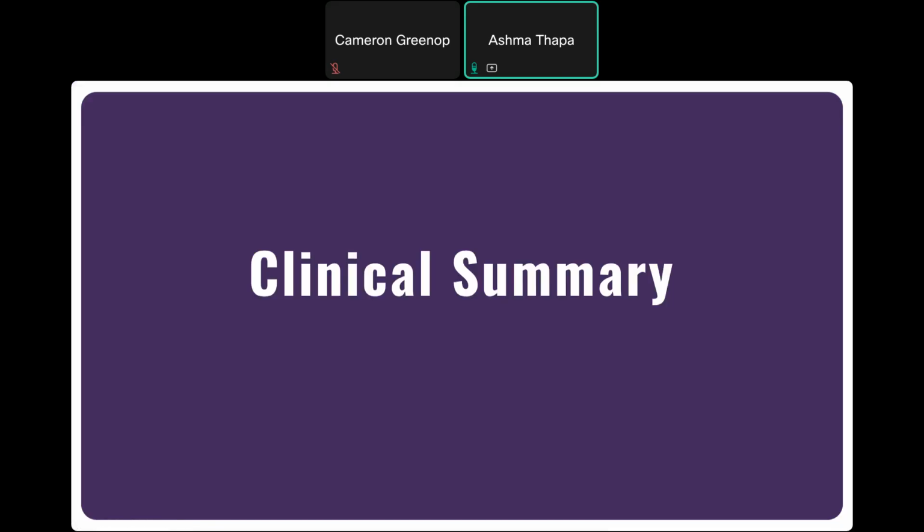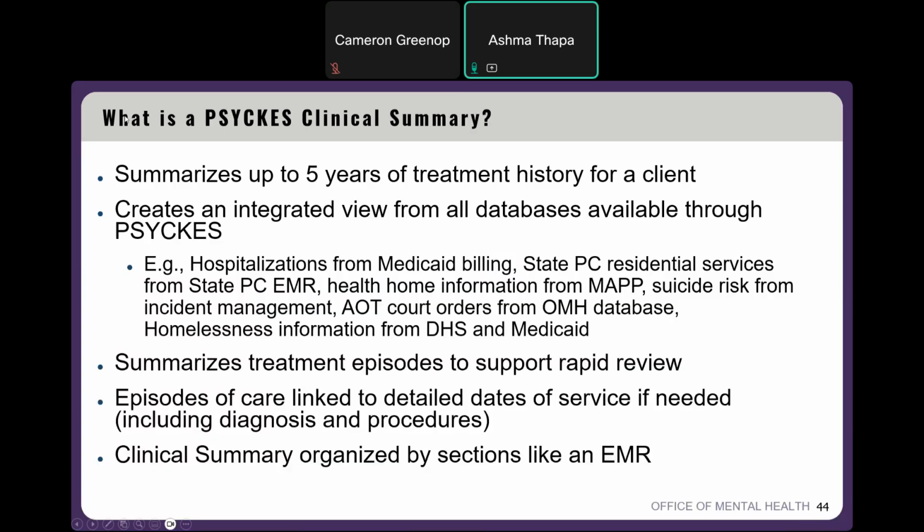Now let's take a look at our clinical summary. The clinical summary summarizes up to 5 years of treatment history for a client, and it creates an integrated view from all databases available through PSYCKES. So we have hospitalization information coming from Medicaid billing, state PC residential services coming from state PC EMR. We have all this information coming in from all these different databases, and we summarize these treatment episodes to support rapid review.